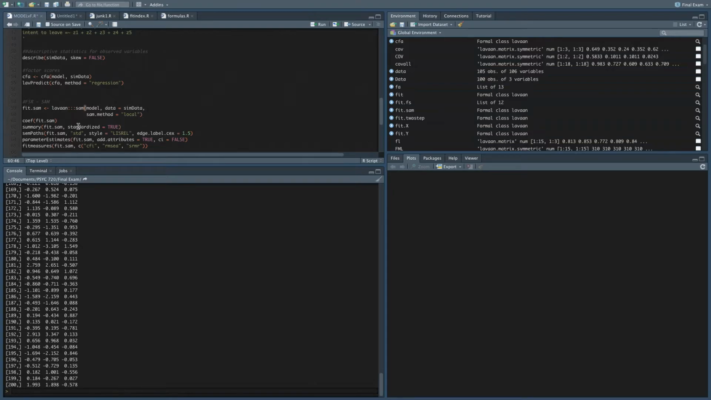So I'm going to name this object fit Sam. His first version of it was called FSR, Croon's method, but then he created a newer, supposedly more accurate version called SAM. It stands for Structural After Measurement approach, and he says that it is identical to Croon's factor score regression if used with the method local. So that's what I've got here. I've got the function, my model that I put up here, my simulated data, and the method local. So we're going to run it and save it. Then we can look at the coefficients.